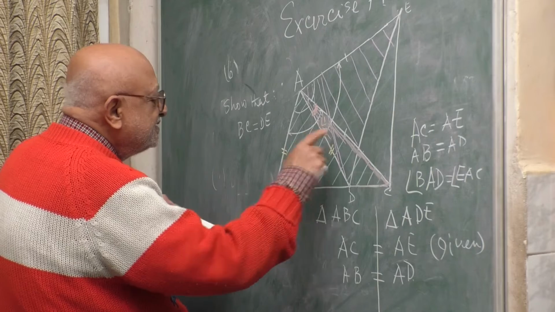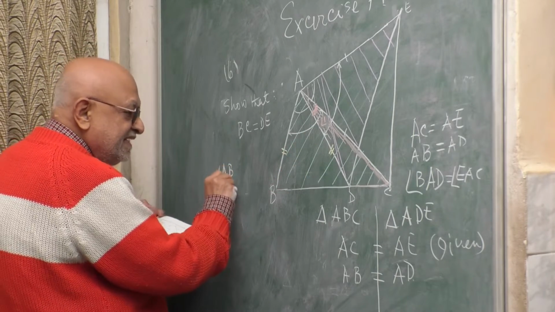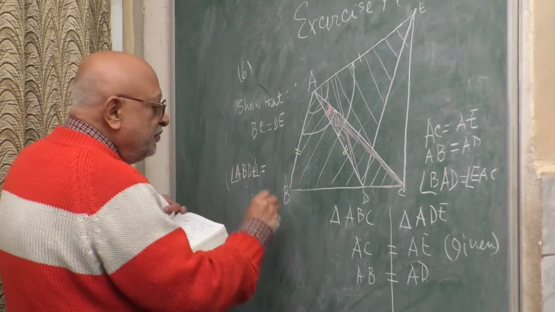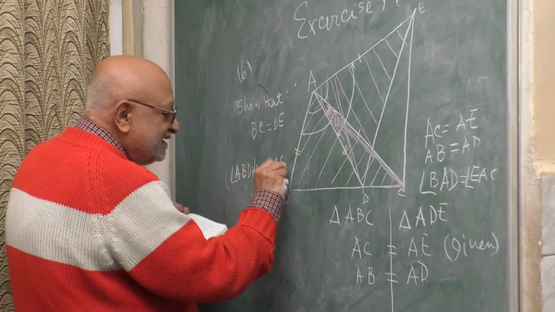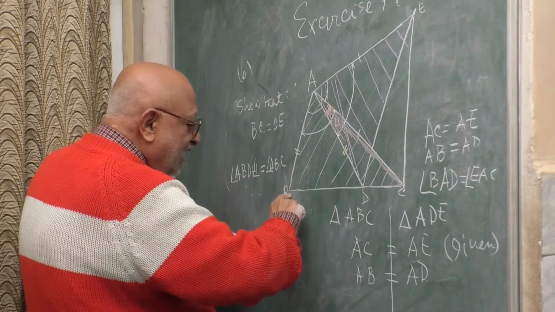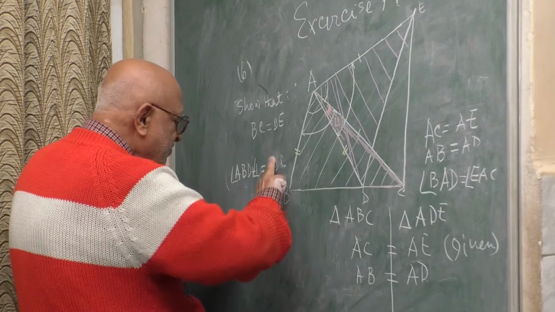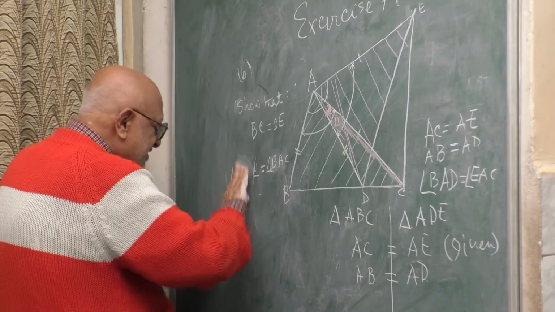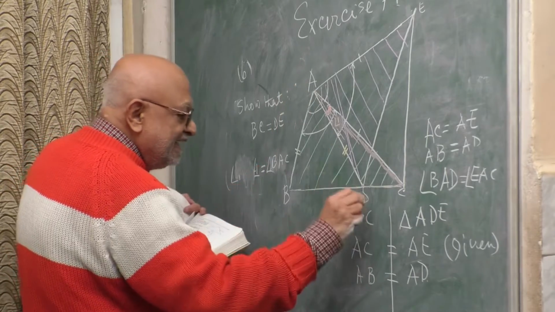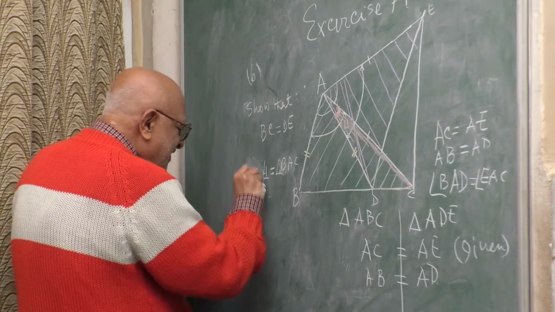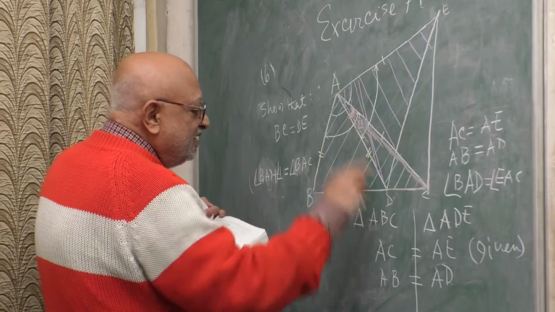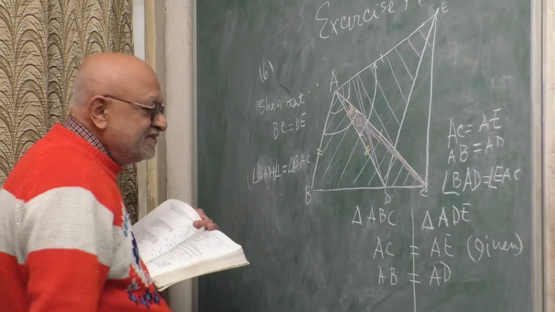Now what I will do, I will add this one on both sides. So if I have angle ABD plus angle 1, it would be equal to angle BAC, because this angle plus this angle will give me angle BAC. So this is BAD plus angle 1, which is BAC. Okay?